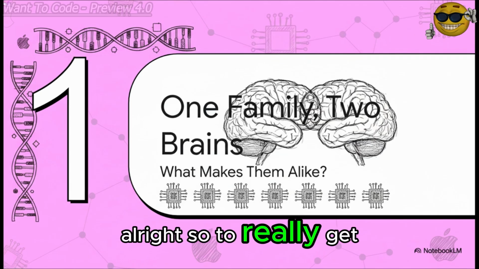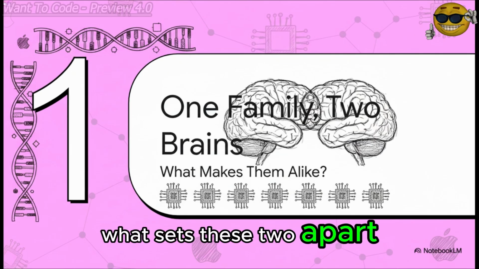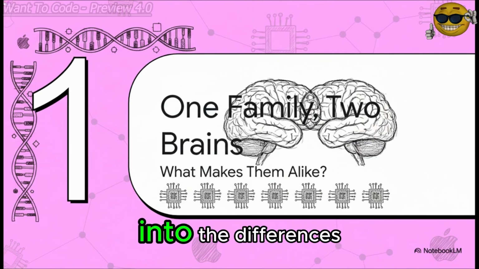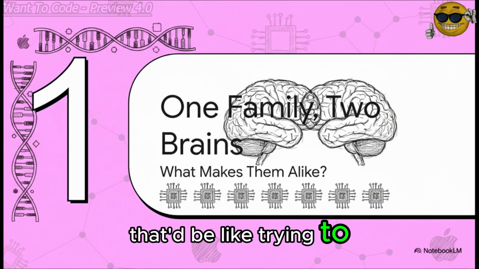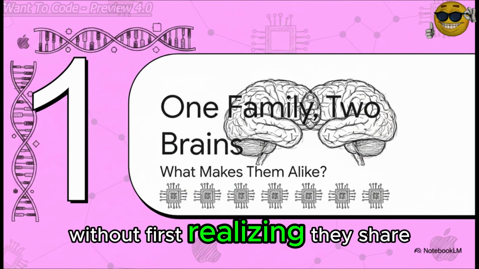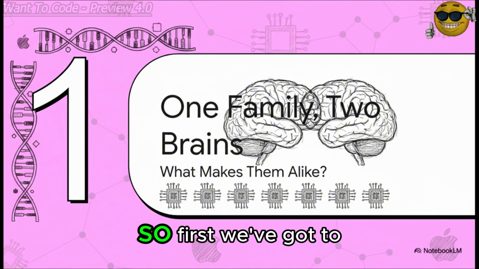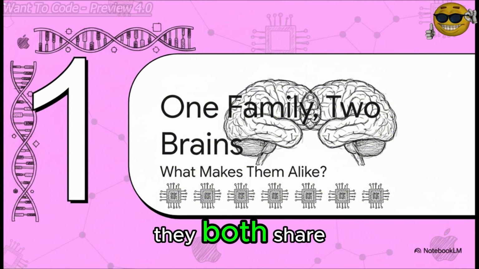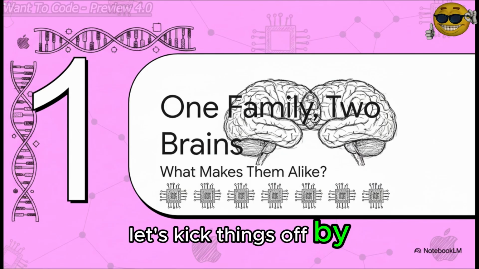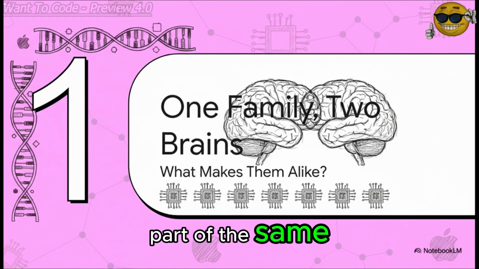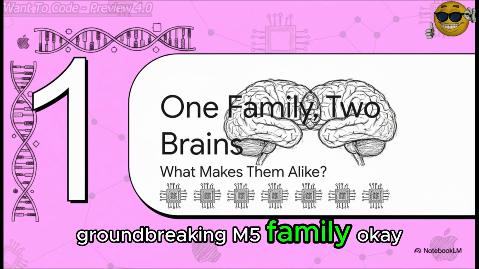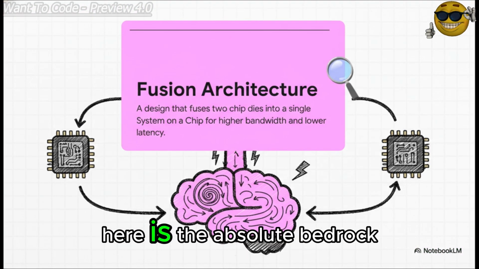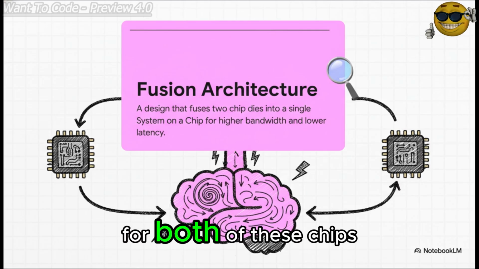All right, so to really get what sets these two apart, we can't just jump straight into the differences. That'd be like trying to tell twins apart without first realizing they share the same DNA. So first, we've got to explore their family tree and look at the foundation they both share. Let's kick things off by checking out what makes them both part of the same groundbreaking M5 family. Okay, so what you're looking at here is the absolute bedrock for both of these chips.